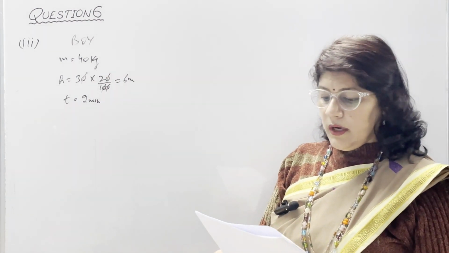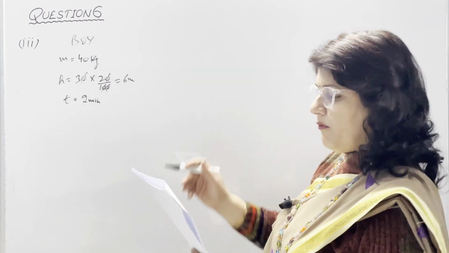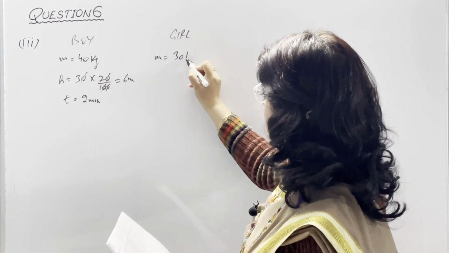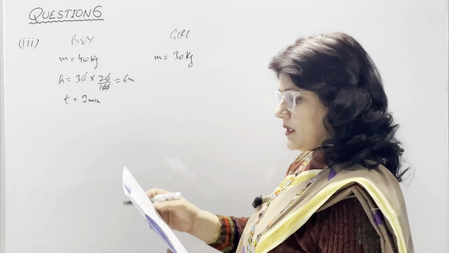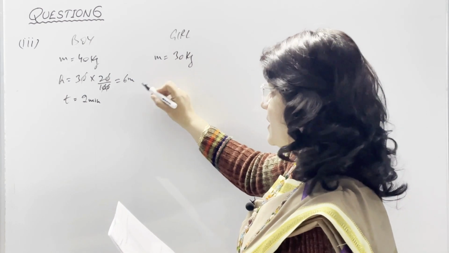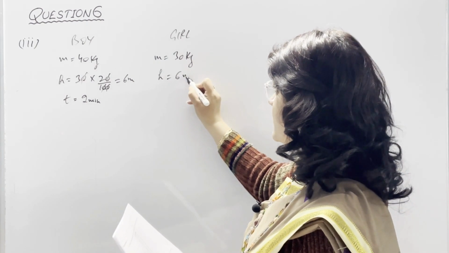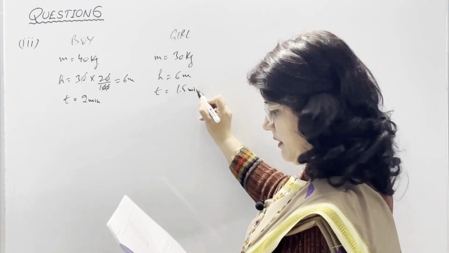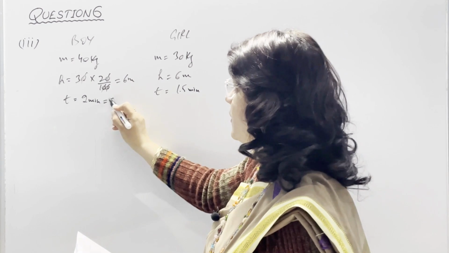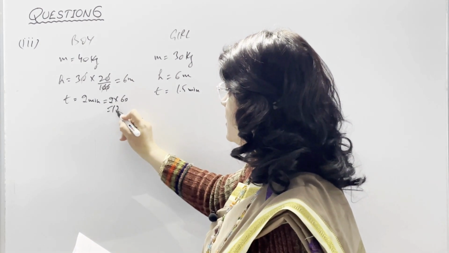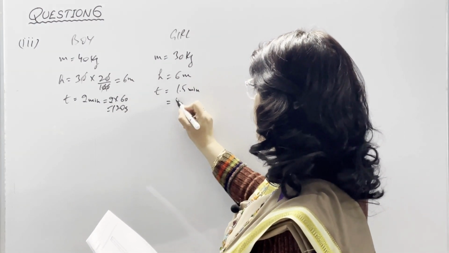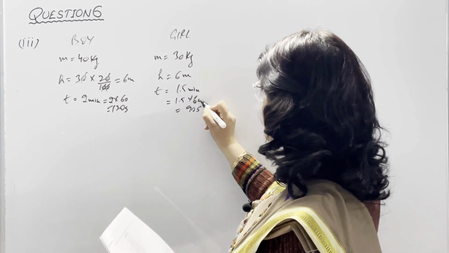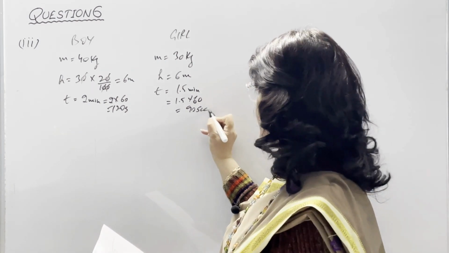Now in 2 minutes, and a girl of mass 30 kg, in the case of girl, mass is given as 30 kg, does the same in 1.5 minutes. So does the same on the same stair, so h remains 6 meter, and time taken by girl is 1.5 minutes. But minute is not SI unit, we need to convert it into seconds. So it is 120 seconds, and here 1.5 into 60, it means 90 seconds.